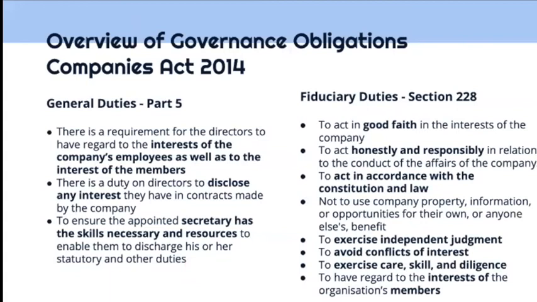As Aoife mentioned, we're going to breeze through this quite quickly, touching on the most important things, but the detail is in our handbook. Under the Companies Act 2014, there are two areas of governance obligations that need to be met: the general duties under Part 5 and the fiduciary duties under Section 228. On our general duties, the Board of Directors must have regard to the interests of the company's employees as well as those of the members.